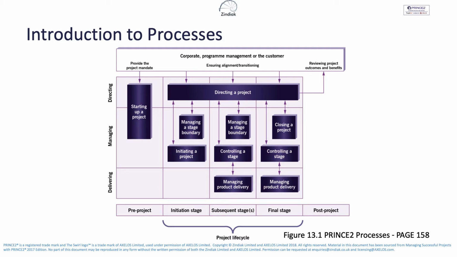We move through the processes from left to right, through starting up a project, initiating a project, controlling a stage, to finally closing a project. And at the end, you can see the reviewing a project's outcomes and benefits is the responsibility of that layer outside of the project because the project's finished, corporate program management or the customer.